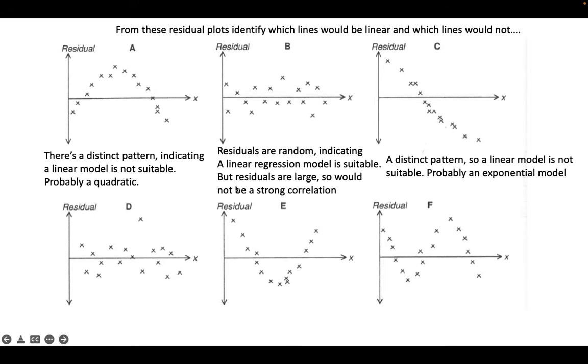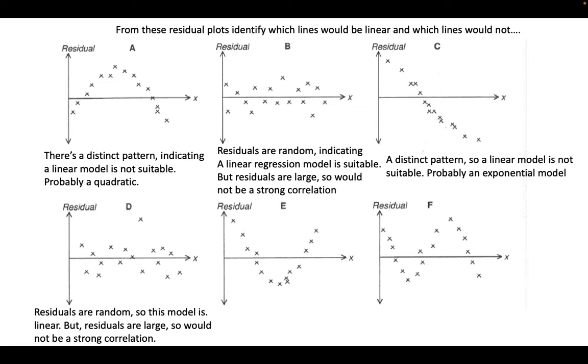D, again, pretty random, above and below. A linear model would be suitable for that. And again, like with B, seems like significant residuals, so probably not a strong correlation, but the point is that a linear model, notwithstanding that, would be suitable for that.